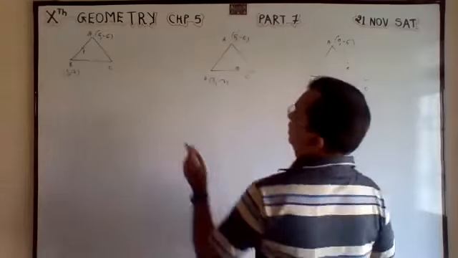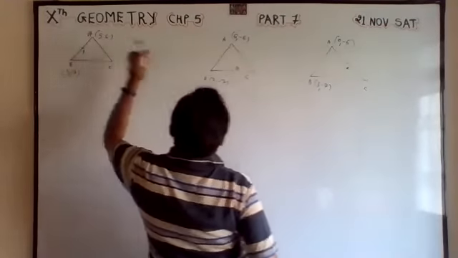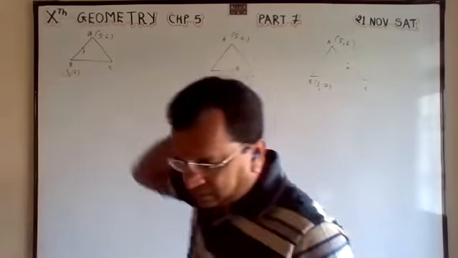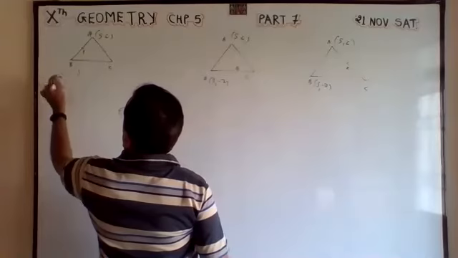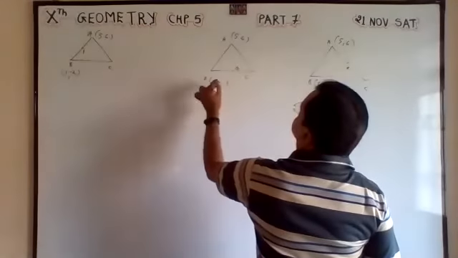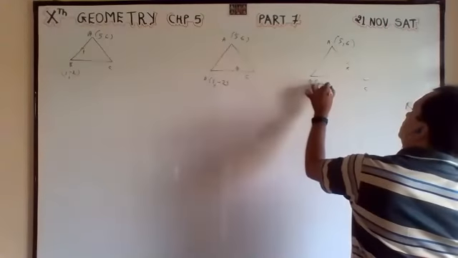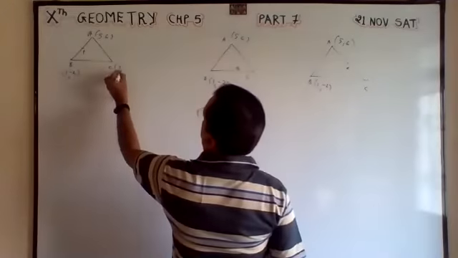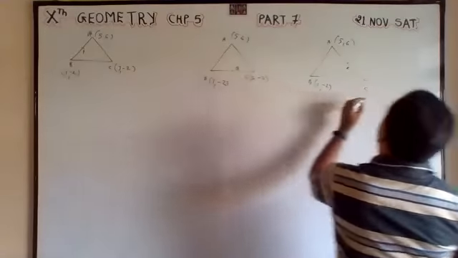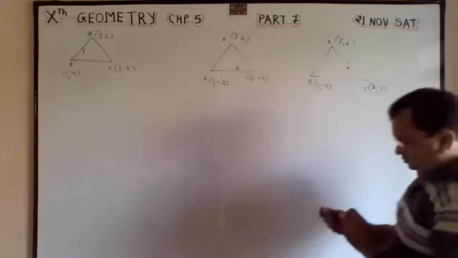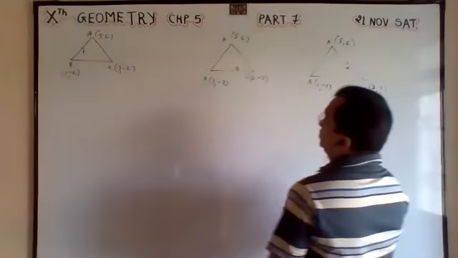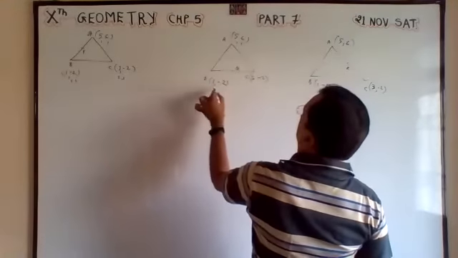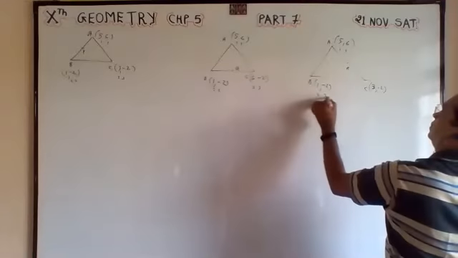Sorry, 5, 6. This is 5, 6. One, minus 2. C, 3, minus 2. Now 1, 1, 2, 2, 3, 3.